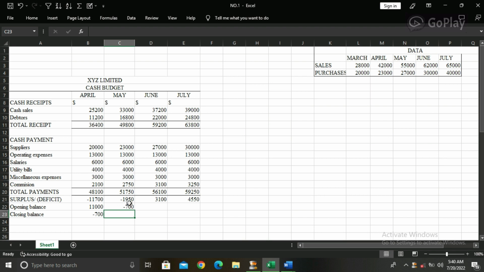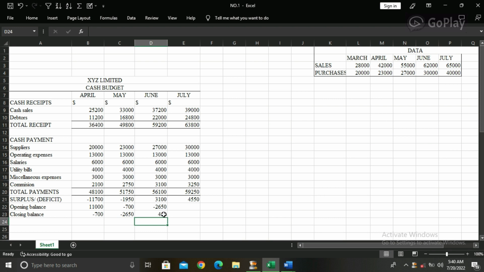After getting that, what I have to do is to add the opening balance for May to the deficit that we have for May. So I will add it. Then this amount, I have minus 2,650. This amount then becomes the opening balance for the following month, which is June. So we have minus 2,650. So we have to add that one too. Okay, luckily we have a positive closing balance.